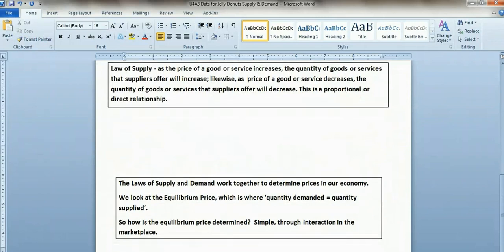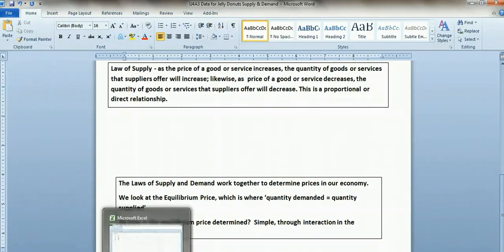So the laws of supply and demand work together to determine prices in our economy. On our supply and demand curves, we're going to see an equilibrium price, and that's where quantity demanded equals quantity supplied. You're going to ask, how do we get to that equilibrium price? How's it determined? It's pretty simple. It's through interaction in the marketplace. The consumer and the producer interact, and they arrive at a price. If the price is too high, I won't buy. If the price is too low, the supplier doesn't want to produce. So this interaction helps determine what the price is going to be.